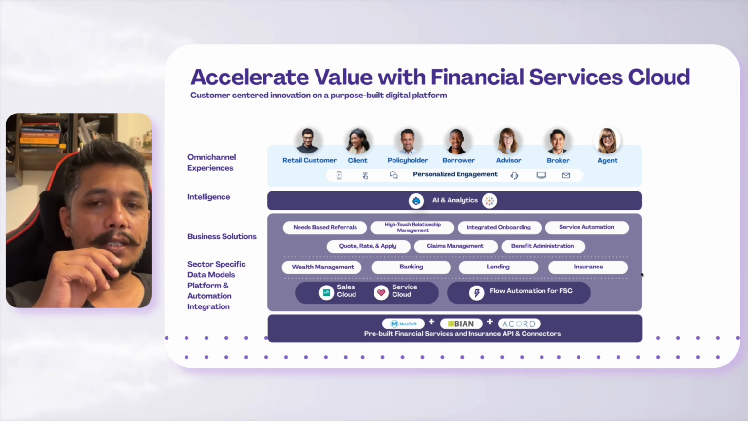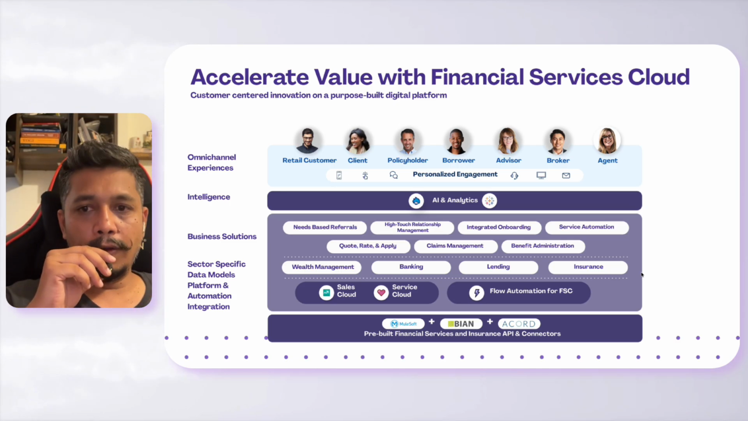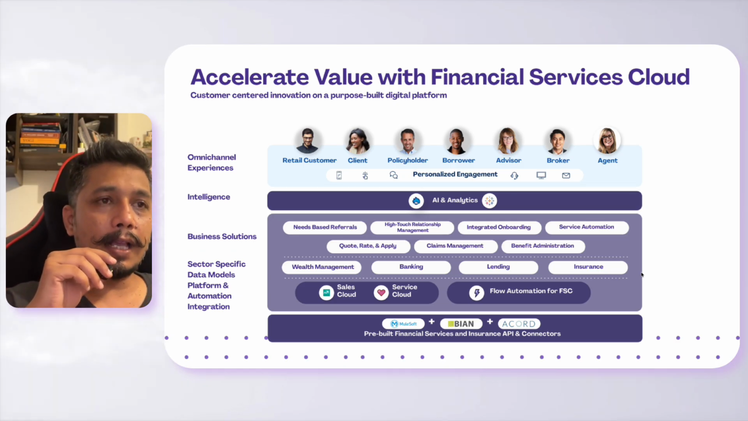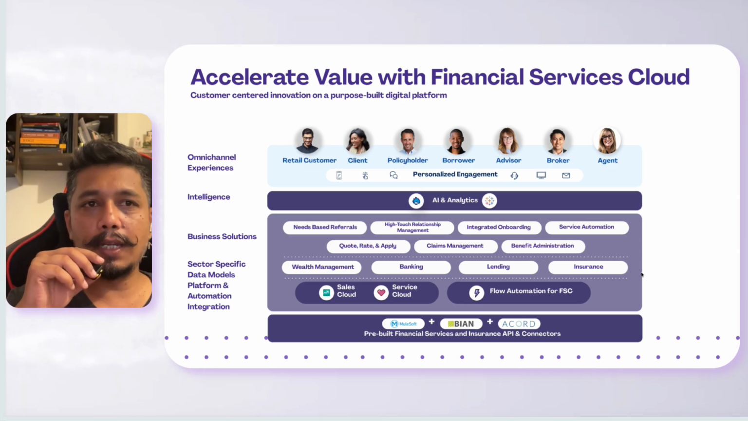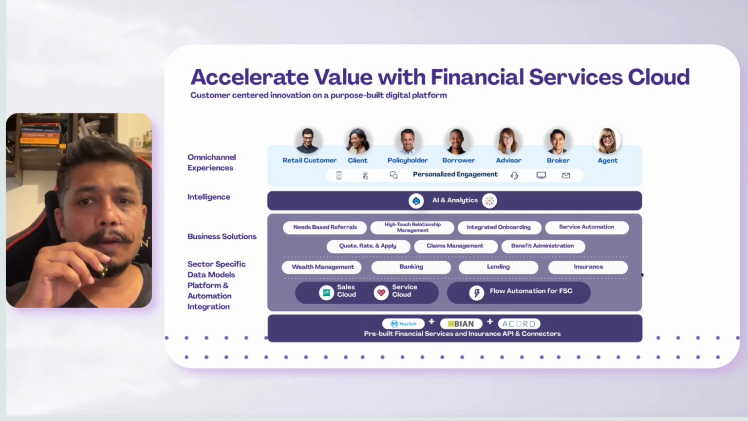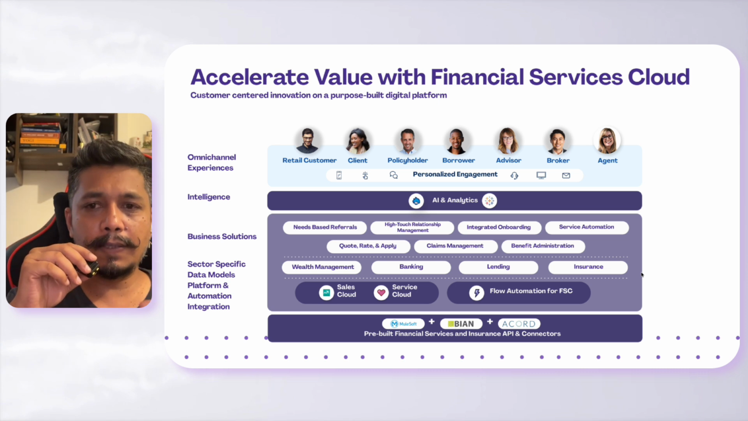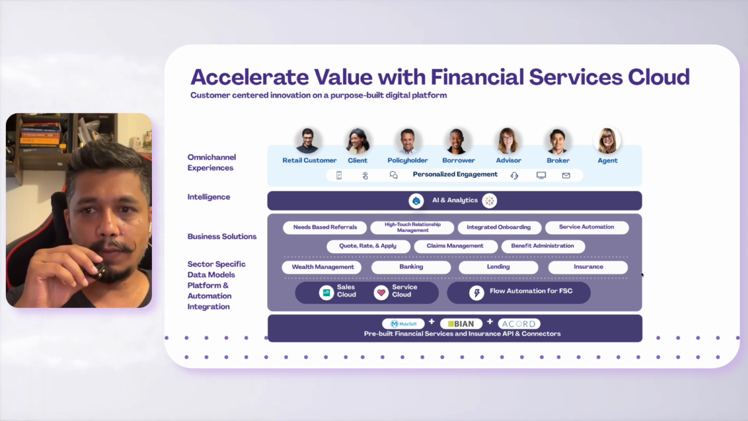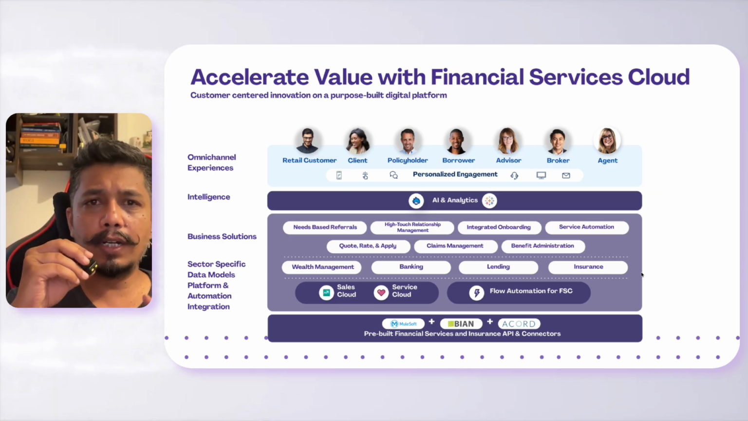Then it comes to intelligence. Again, it will be Agentforce there, Einstein will be there, and Tableau for data analysis will be there. Then in the center part you see the business solution, where you will have referrals, relationship management, claims management, quotation, service automation, integrated workflows, and the domain-specific data model, like wealth management, banking, lending, insurance, commercial banking, and now digital lending, digital origination also.